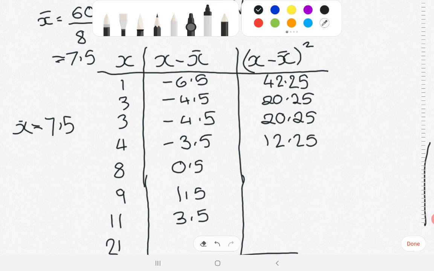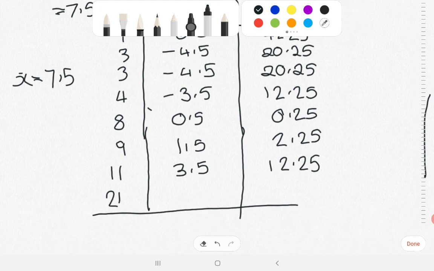We're doing 0.5 squared, which is 0.25. We're doing 1.5 squared, which is 2.25. We're doing 3.5 squared, which is 12.25, because obviously minus 3.5 squared was 12.25. So if you think about it, they're going to be the same.